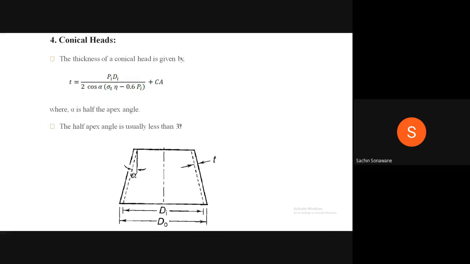Now, please let me write your roll numbers, those who are present. Please don't leave, otherwise your attendance will not be marked.